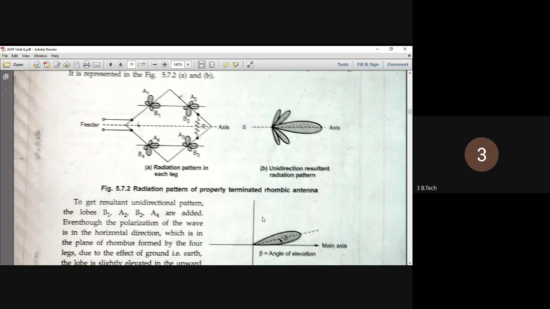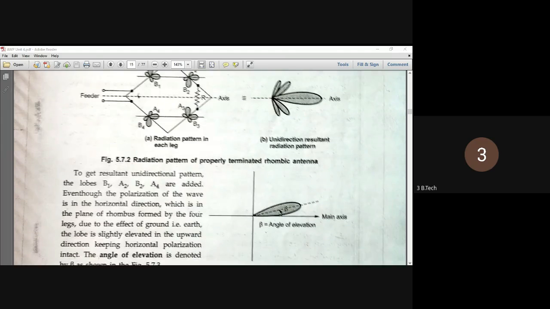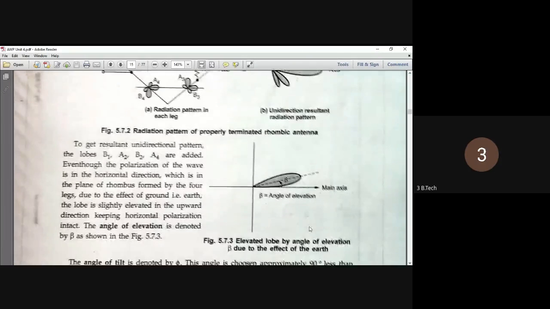Okay, very good. How is the radiation pattern? How is the radiation pattern? Radiation pattern. Unidirectional.